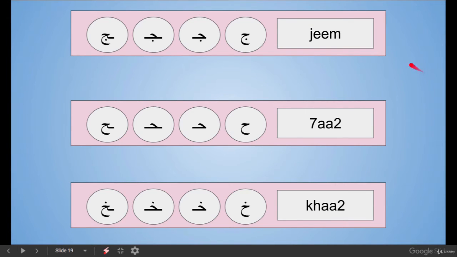In this lecture we have seen the letters Jim, Ha, and Kha. We have seen their different forms and shapes, and we know their sounds. So this is important. Whenever we see any of these in any word, now we can recognize it. So please, let's do the quizzes and let's try to learn them so that we can recognize any of these letters as we move on towards mastering the Arabic alphabet.